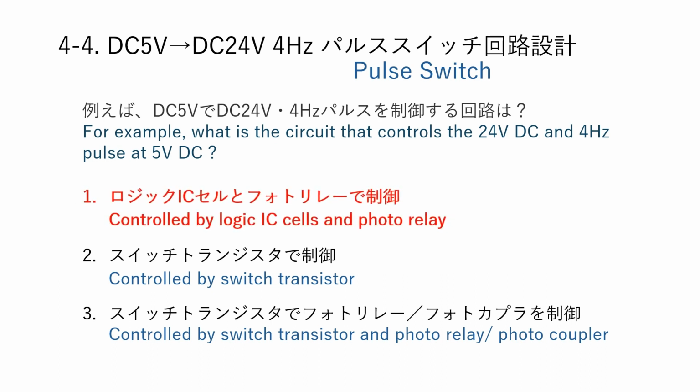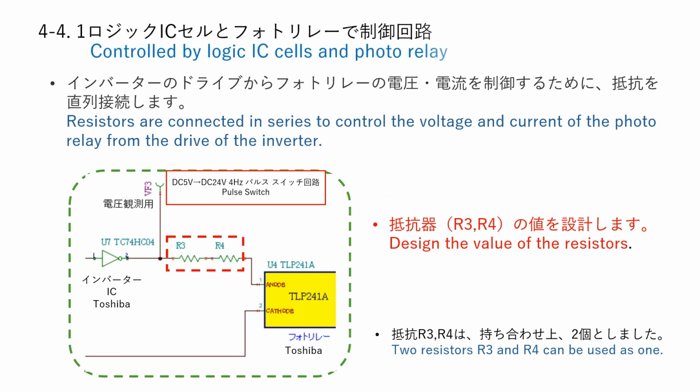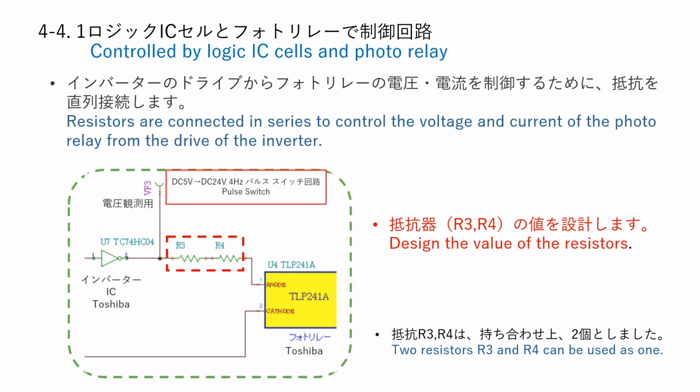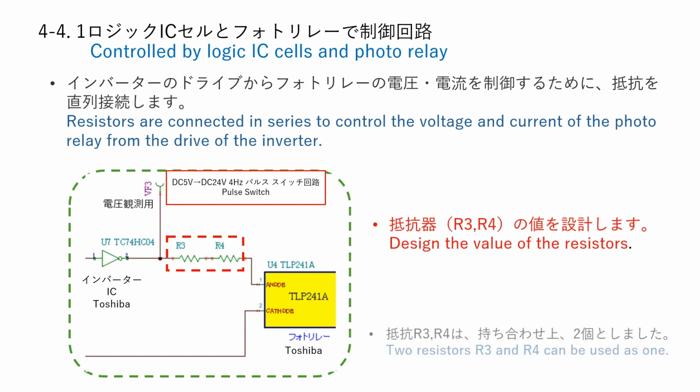Design circuits controlled by logic IC cells and photo relays. 4-4.1 controlled by logic IC cells and photo relay. Resistors are connected in series to control the voltage and current of the photo relay from the drive of the inverter. Design the value of the resistors. The 2 resistors, R3 and R4, can be combined into a single resistor.